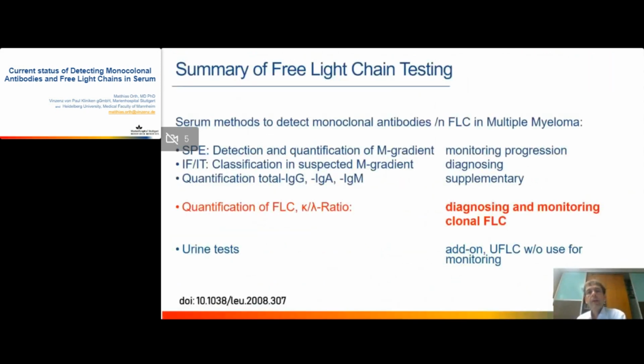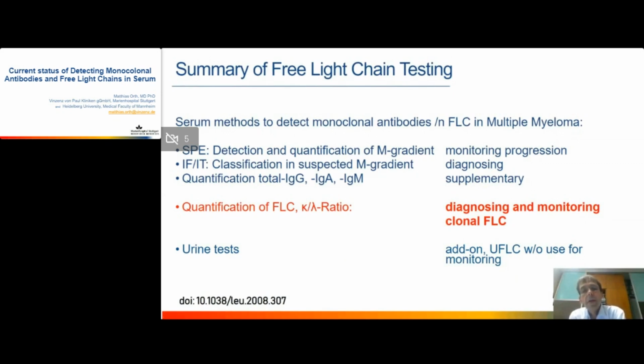So I want to summarize the testing for free light chains. The serum method should be used to detect monoclonal antibodies, respectively free light chains, in multiple myeloma patients. The key test is the quantification of the free light chains, and especially the kappa to lambda ratio. It's used for diagnosing and monitoring these clonal free light chains. Serum protein electrophoresis is used for the detection and quantification of the M gradient. It can be used for monitoring progression in case there's an M gradient in the beginning.